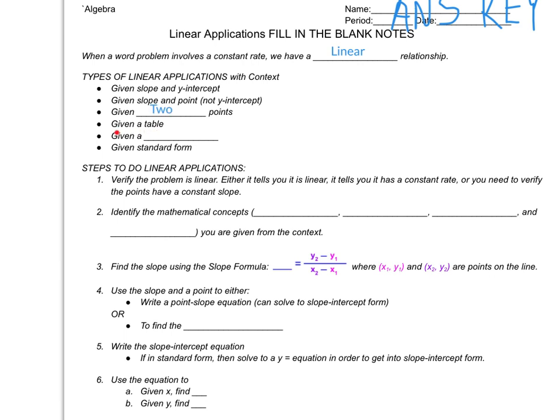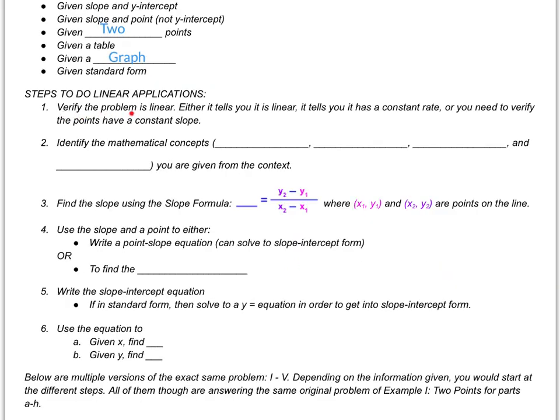You might be given a table. You might be given a graph. Or you might be given a standard form equation. And here are the steps to do linear applications, or any linear problem really. First, verify the problem is linear. It'll either tell you it's linear, it might tell you that there is a constant rate, or you need to verify the points actually have a constant slope.